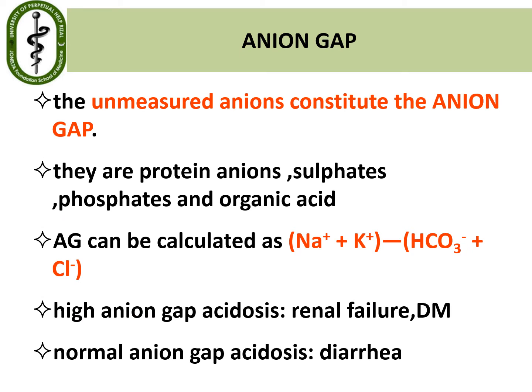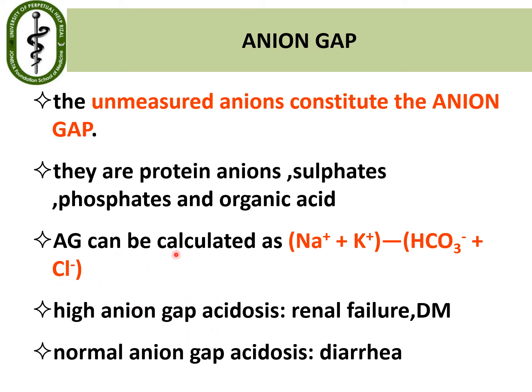The unmeasured anions constitute what we call the anion gap. These are proteins. They are protein anions, sulfates, phosphates, and organic acid. So this is the formula for the anion gap. It can be calculated as the sum of your sodium plus potassium less the sum of your bicarbonate and your chloride.